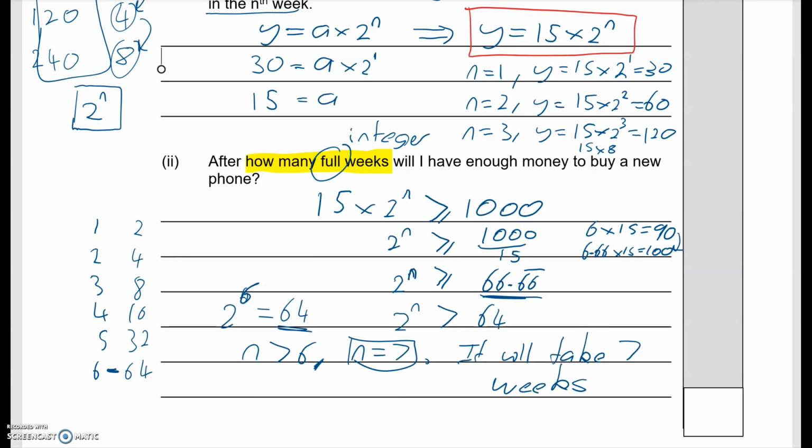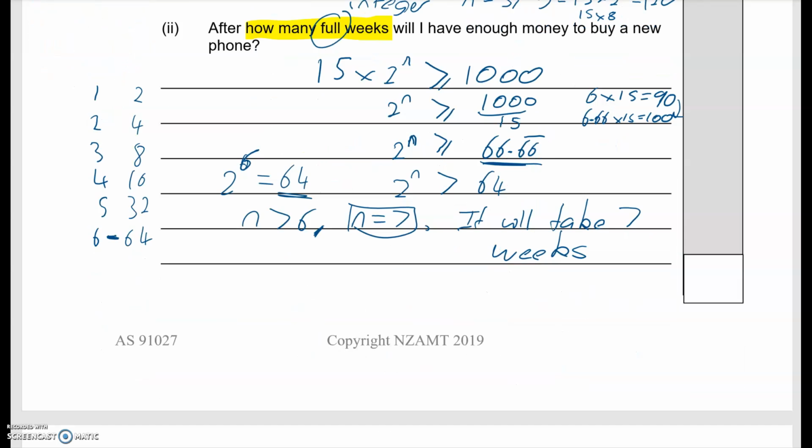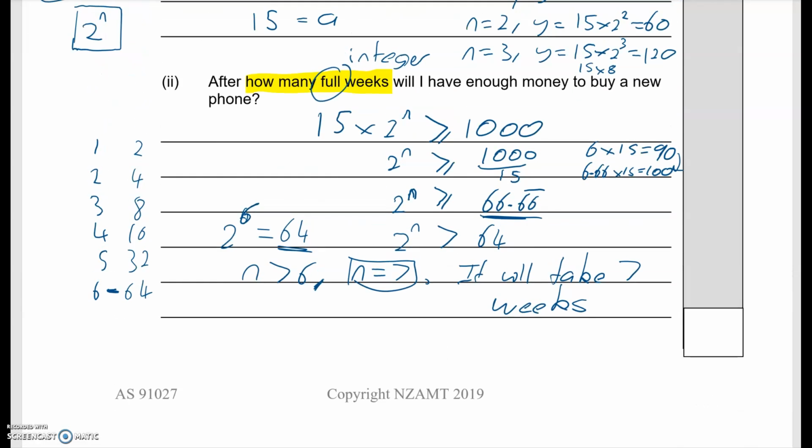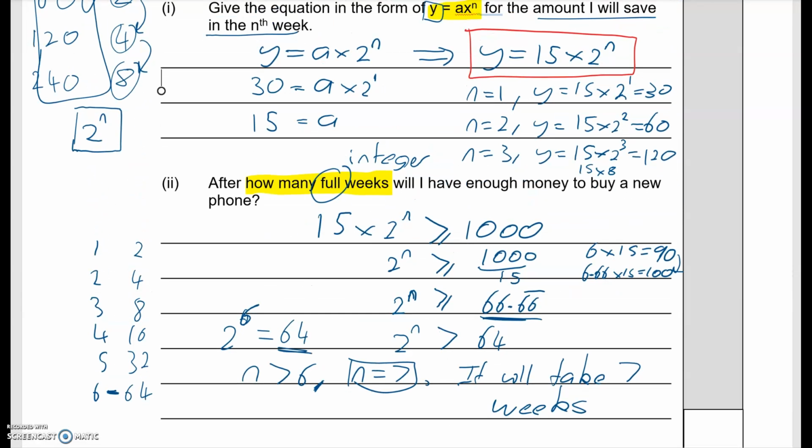Okay, that wasn't the clearest explanation there. Have a read through and work through that and see if you can follow that. I'm actually just going to pause the video and come back to question 2 in a new video.